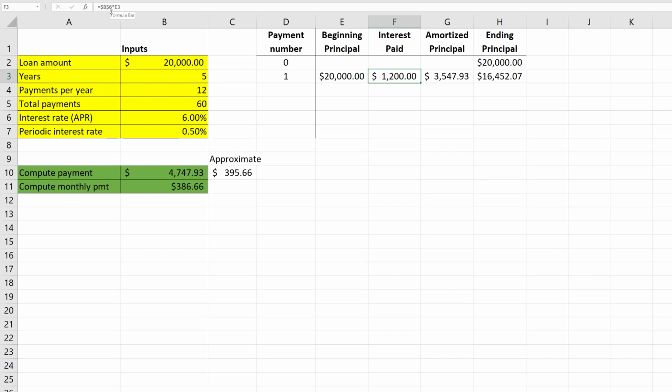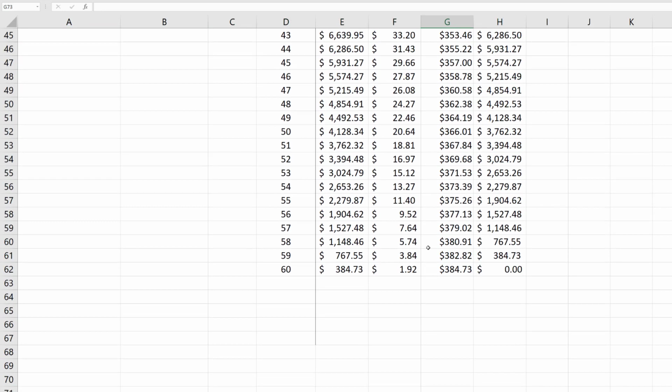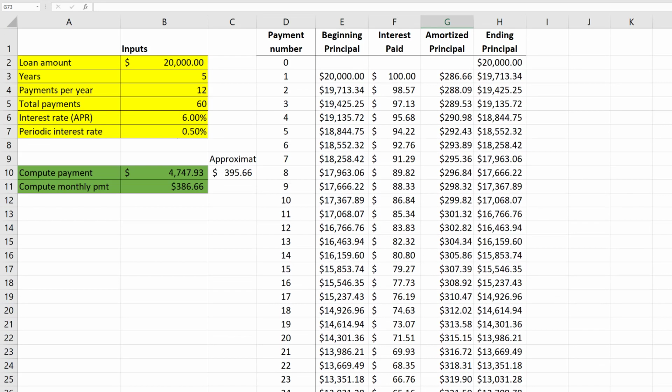So let's go back in here and change our B6 to a B7. And then our amortized principal is the difference between the payment amount and the interest paid. And here we were linking to B10, which was the annual payment. We need to link to B11 instead. So let me change that reference to B11. And now we should be good to go. So we can drag this down, clear all that out. And now I believe we are done.